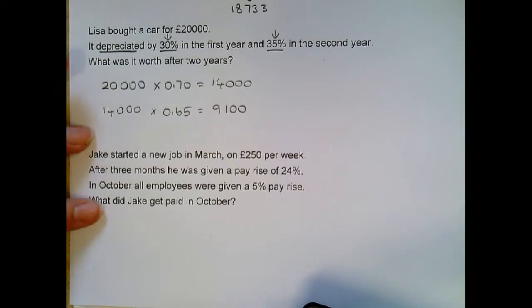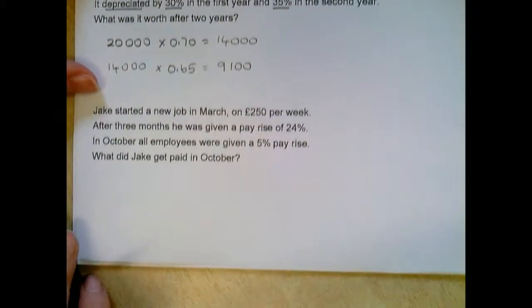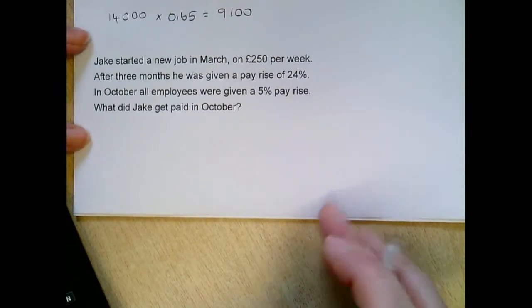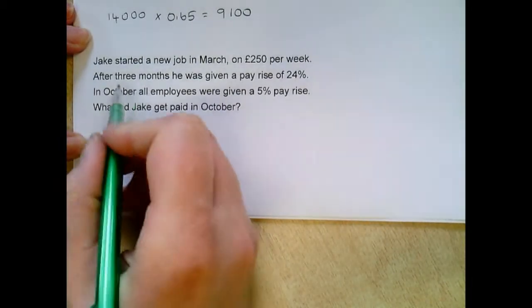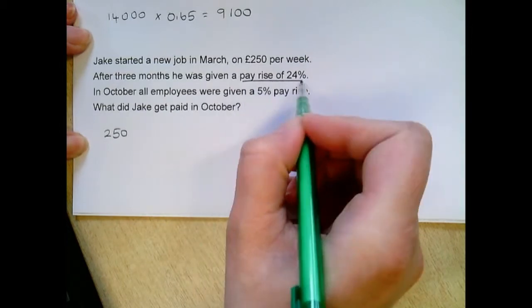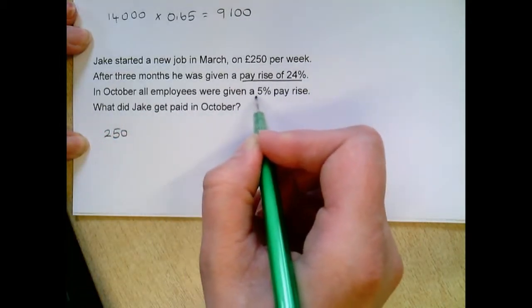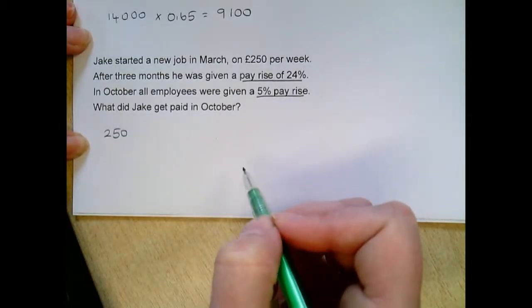Okay, so the first two questions, it was just find a percentage, find a percentage. This one was go down by a percentage, go down by a percentage. The last one then, Jake started a new job in March on £250 per week. So £250. After 3 months, he was given a pay rise of 24%. In October, all employees were given a 5% pay rise. What did Jake get paid in October?